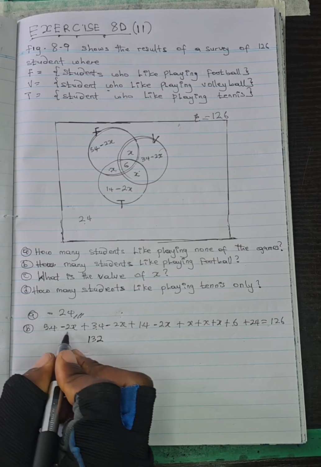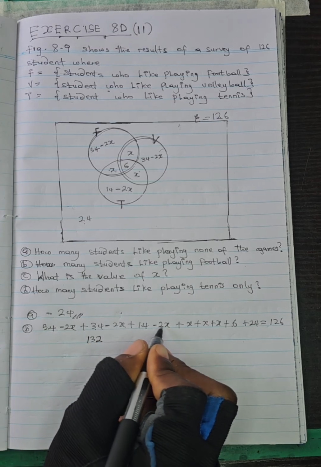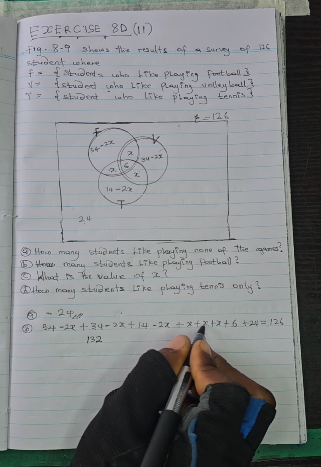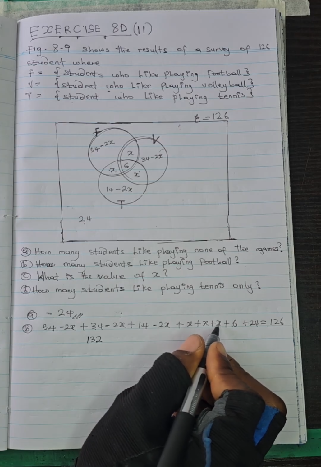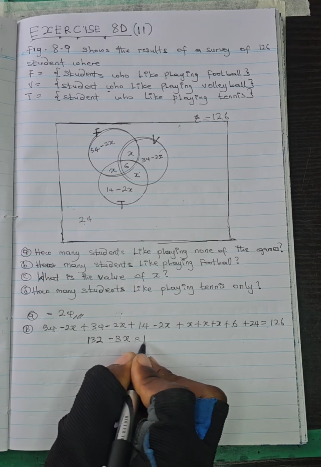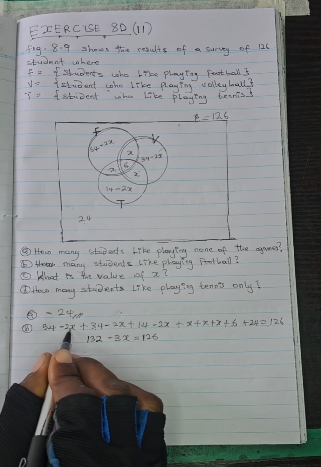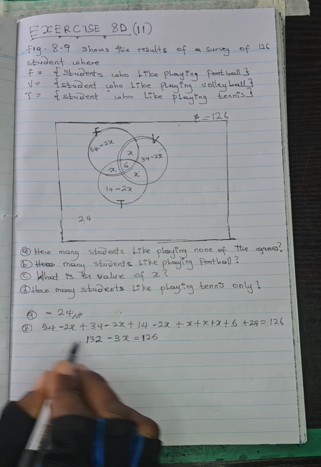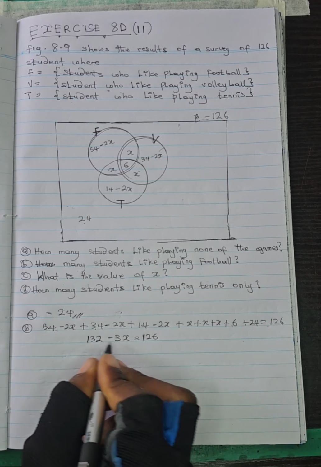Let's start for the x. Minus 2x, minus 2x will give you minus 4x. Minus 2x again will give you minus 6x. Plus x will give you minus 5x. Plus x will give you minus 4x. Plus x will give you minus 3x. So we have minus 3x. It just means adding the whole numbers and the x values. All of them sum up to 126. So this forms the equation.